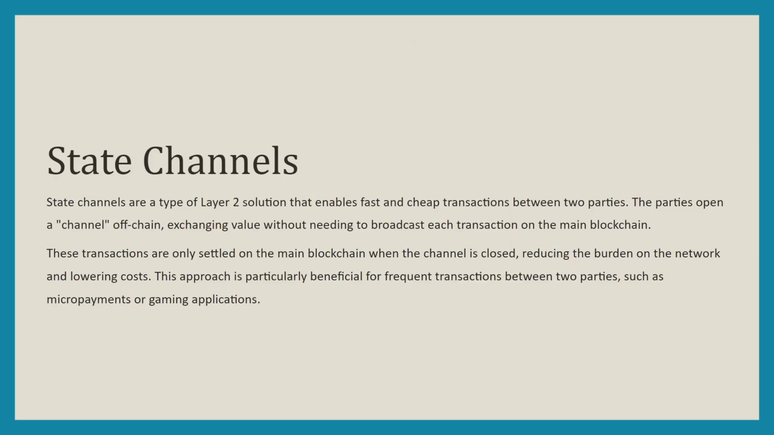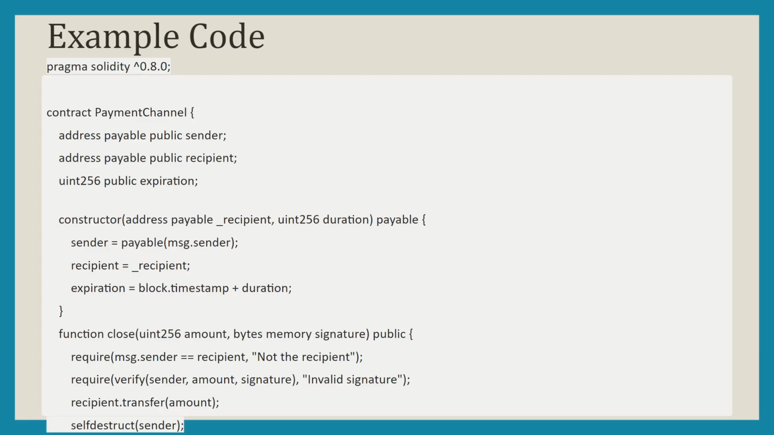State channels. State channels are a type of layer 2 solution that enables fast and cheap transactions between two parties. The parties open a channel off-chain, exchanging value without needing to broadcast each transaction on the main blockchain. These transactions are only settled on the main blockchain when the channel is closed, reducing the burden on the network and lowering costs, which is our main aim. This approach is particularly beneficial for frequent transactions between two parties, such as micropayments or gaming applications.